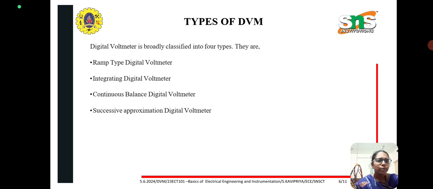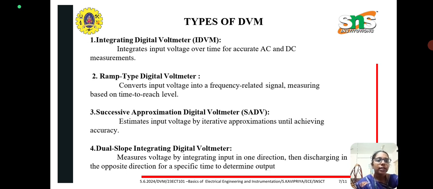And next are the types of digital voltmeter. We have totally 4 types. They are ramp type digital voltmeter, integrating digital voltmeter, continuous balance digital voltmeter, successive approximation digital voltmeter. First one is the integrating digital voltmeter. It integrates the input voltage over a time for accurate DC and AC measurements. Second one is the ramp type digital voltmeter. It converts the input voltage into a frequency related signal for measuring. The measurement will be based on the time to reach a level.